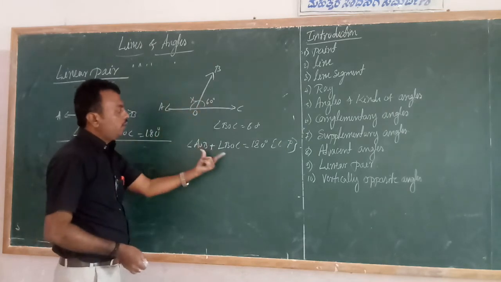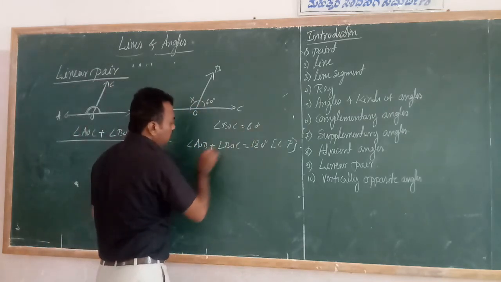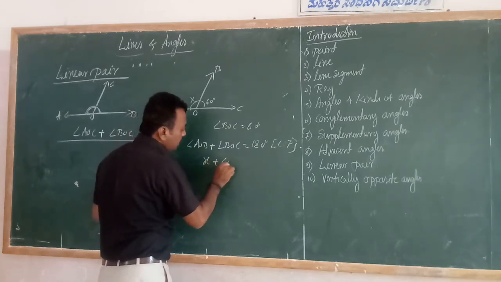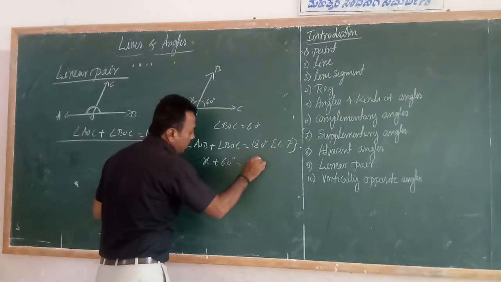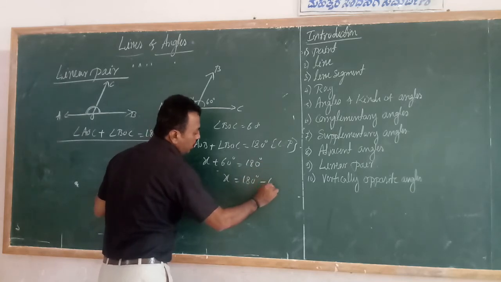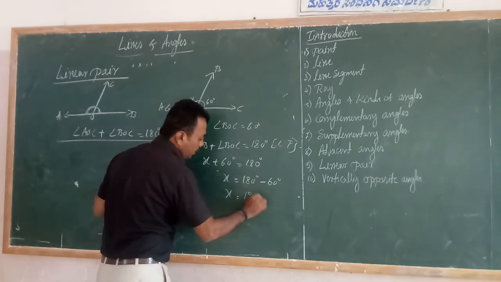Since it is a linear pair, if you sum the two angles you get 180 degree. One angle is known, how much? 60 degree. We should find AOB. AOB means what? X. X plus 60 degree is equal to 180 degree. I want to calculate the X value. So if 60 goes to the RHS, it becomes minus 60 degree. Therefore X is equal to 180 minus 60, which is 120 degree.